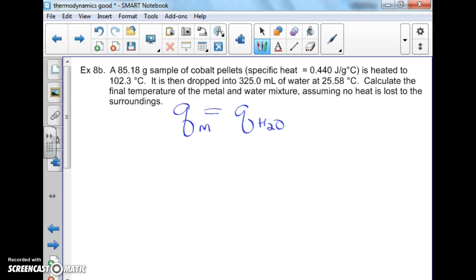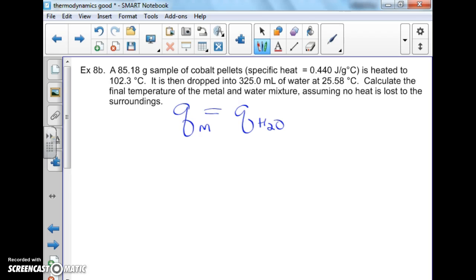We said, because we have a sample that's hot, cobalt metal, going into water, we're going to be able to set the Q's equal to each other, because eventually the heat is going to be equal. Okay? So which one is going to be negative? Well, remember what a negative Q means.